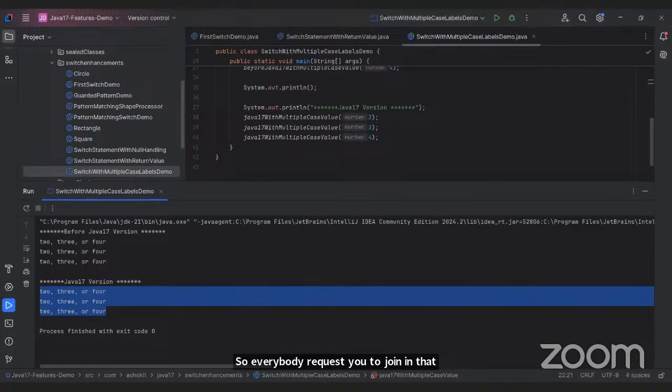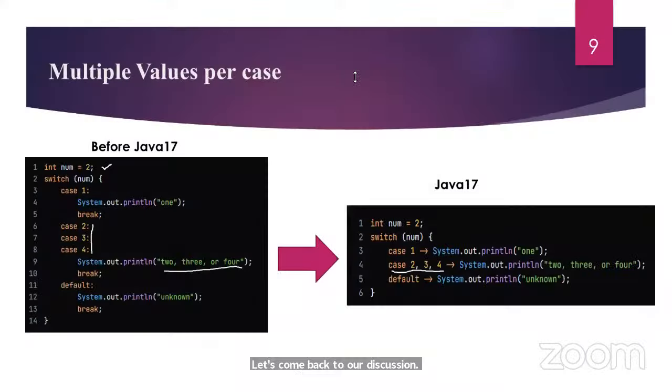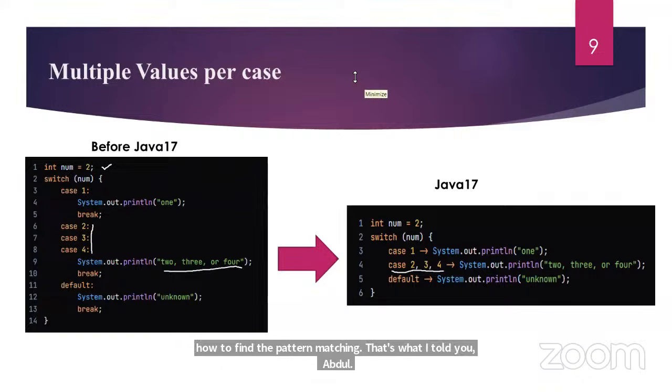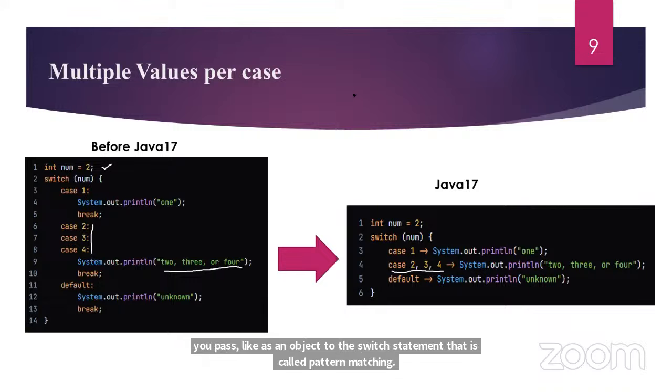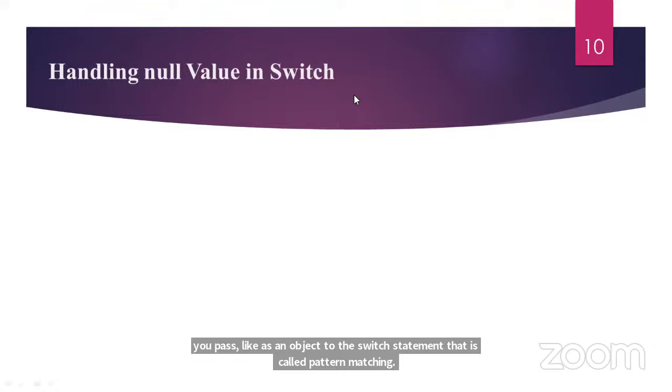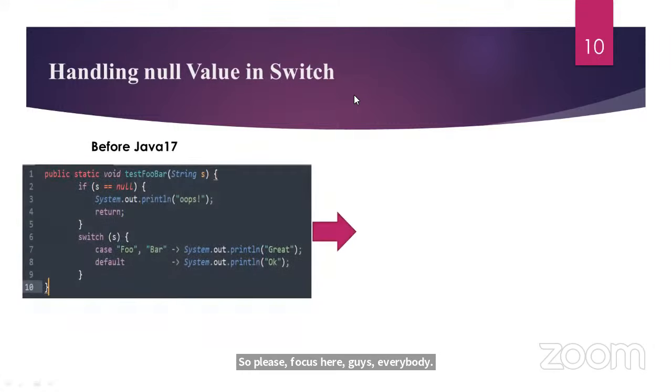Let's come back to our discussion. So how to find the pattern matching? That's what I told you, Abdul. When you pass an object to a switch statement, that is called pattern matching. Please focus here, everybody. That's what I already told you, how you can handle null values in the switch statement earlier.